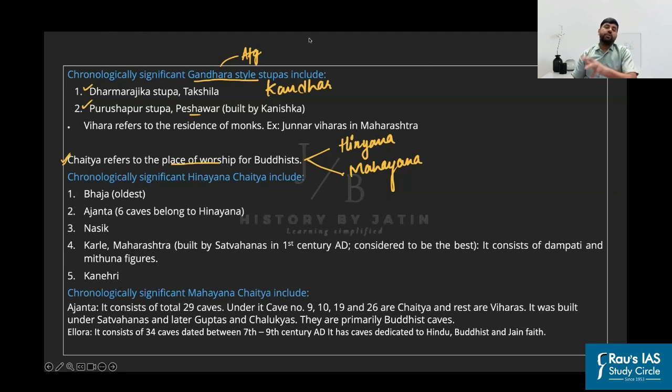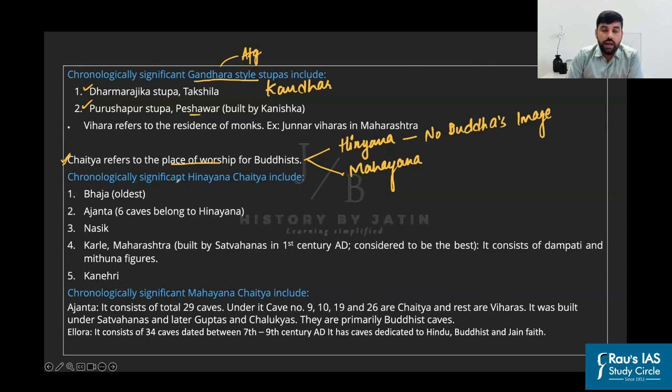So Chaitya is divided into Hinayana and Mahayana. Hinayana basically has no Buddha's image, because they don't believe in deity worship. They don't consider Buddha to be God. Hence, Buddha's images are not worshipped. All right.